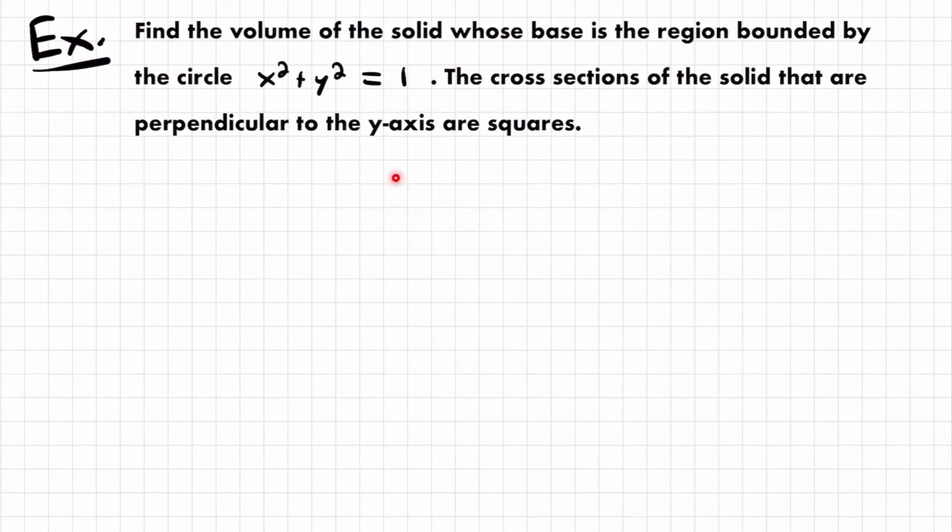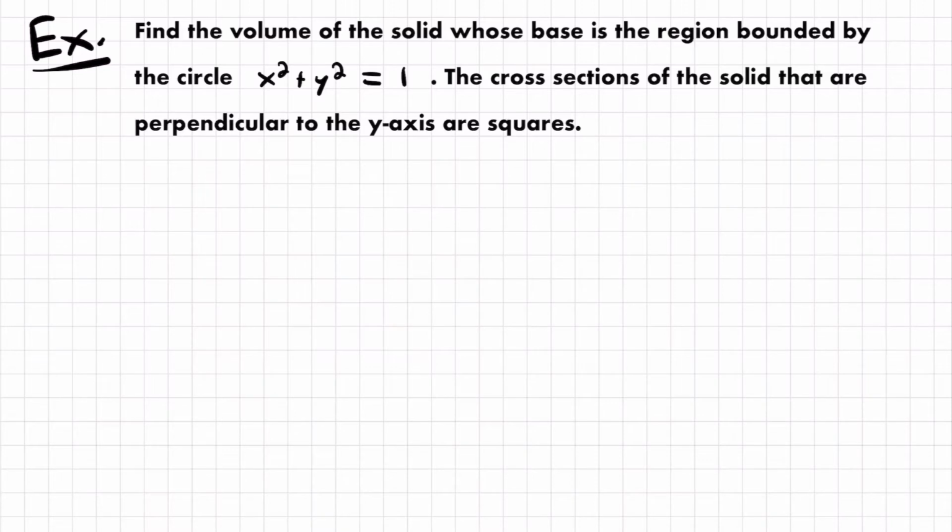So here's our next example. We want to find the volume of the solid whose base is the region bounded by the circle x squared plus y squared equals 1. The cross-sections of the solid that are perpendicular to the y-axis are squares. All right, so let's start this problem by drawing our region that represents the base of our solid.